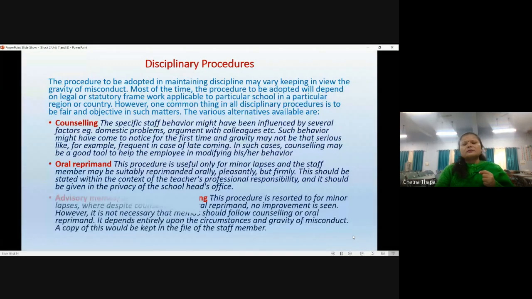And then we have the advisory memos, or the letters, or the written warnings. This procedure is also resorted to for some minor lapses, when despite counseling and oral reprimand there has been no improvement. It depends on the circumstances and the gravity of misconduct. When you are giving a written warning, a copy of this should be kept in the file of the staff member, showing that a written warning has been given to that individual, and that will affect his staff appraisal also.